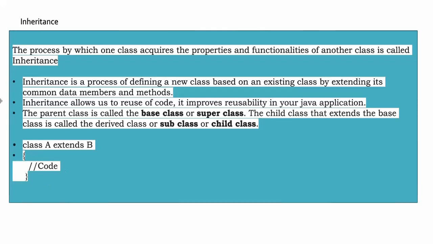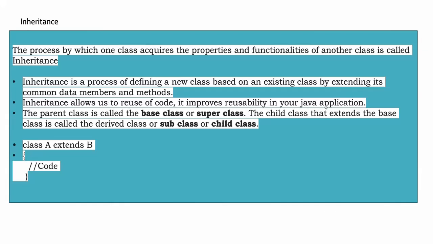And going ahead to inheritance. Inheritance is a process by which one class acquires the properties and functionalities of another class. Just as we inherit some properties from our parents, in the same way the child class acquires the properties of the parent class. Inheritance is a process of defining a new class based on an existing class by extending its common data members and methods. Whatever is common, we can define at one place and reuse the same piece of code again and again. That is where it provides reusability. Inheritance allows us to reuse code.